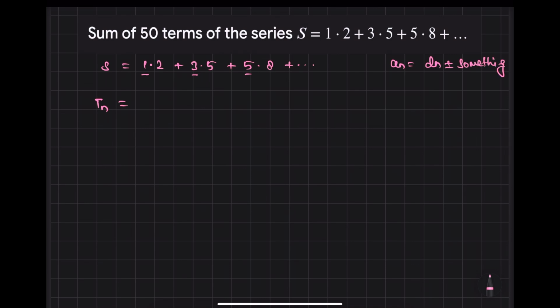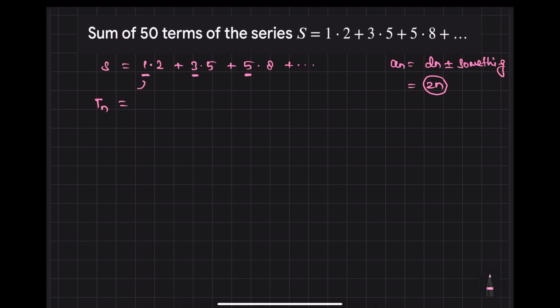Correct? D is the common difference, and n is like a1, a2, a3, so based on that, the constant will be decided. You are observing 1, 3, 5. If you observe the common difference, it is 2. So it is 2n. Now you know that you will go with T1, T2, T3. Suppose that the first value of n is 1. So it will become what? 2.